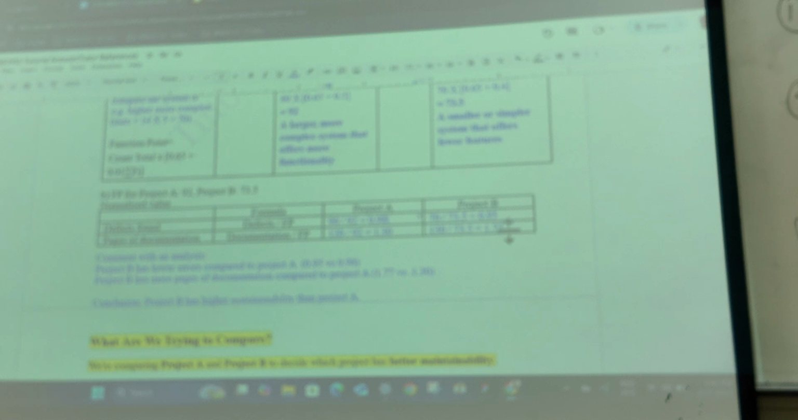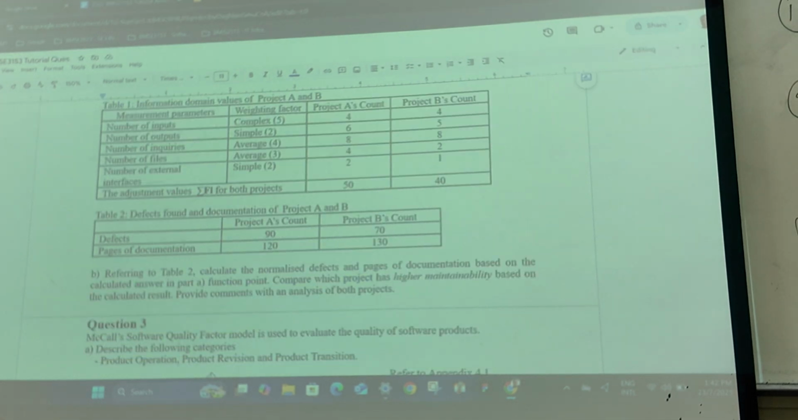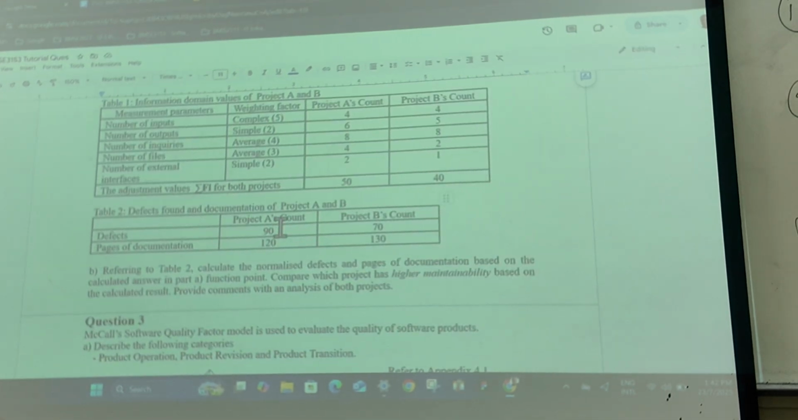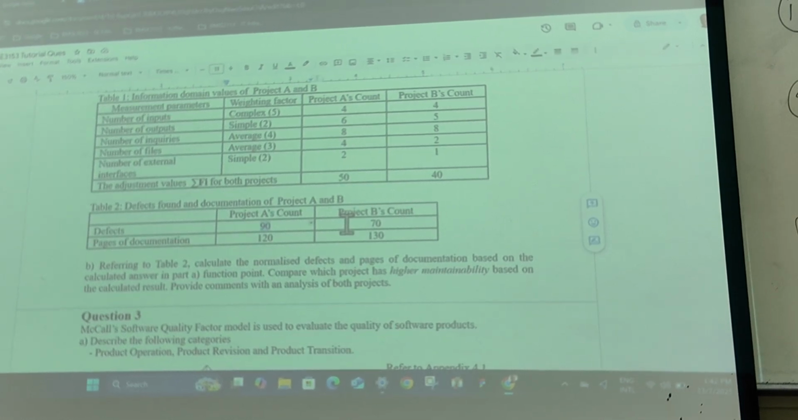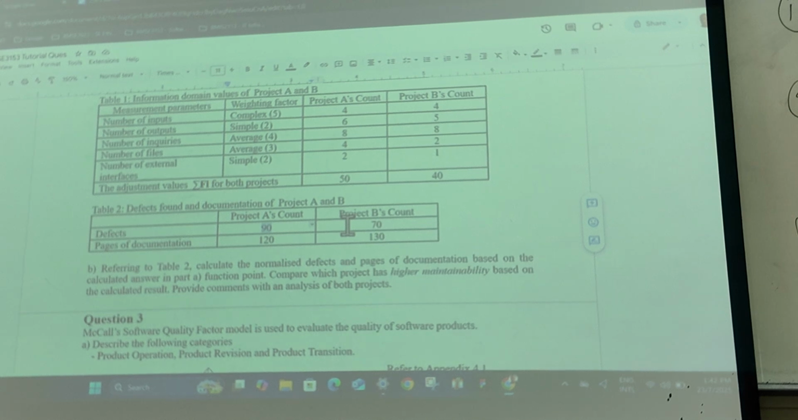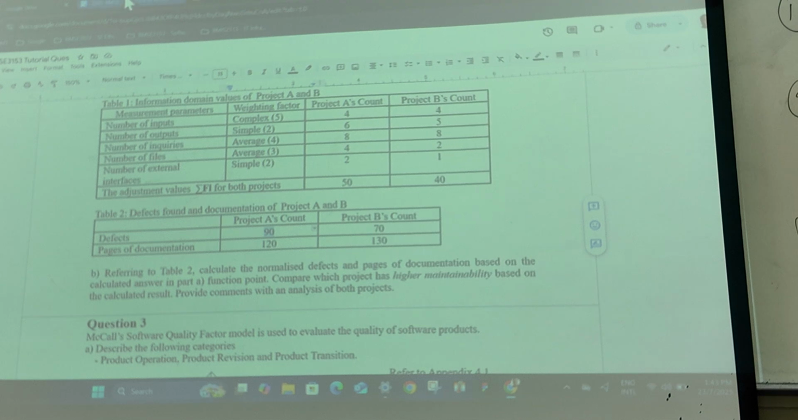From the question. If you look at the question, project A, defects is 90. Right? It's a tutorial question. Yeah, no, it's normal. When I first did it as well, I said, where did the 90 come from? Then I looked at the tutorial question instead. So you have to look at the 90 from the tutorial question.